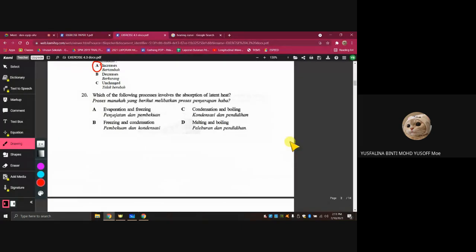Okay, so number 20. Which of the following processes involves the absorption of latent heat? Heat absorbed means this one is the melting and boiling. Let's say condensation, condensation is from gas to liquid. So that one is the release of heat. The heat will be released to form a bond, to form a bond.